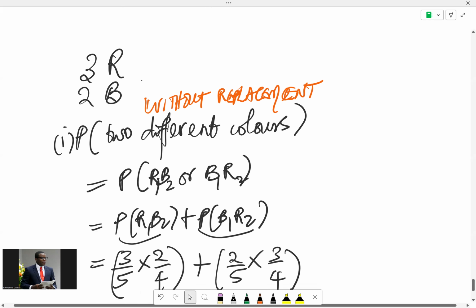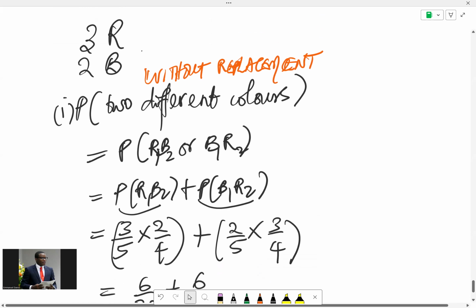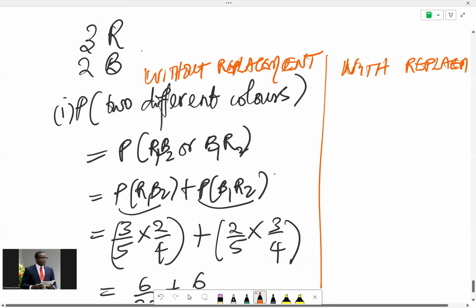But what if you draw the ball with replacement? Okay, so you have it with replacement. That means you just see the ball and you return it. So with replacement would simply be with replacement. So that would simply be something like this.